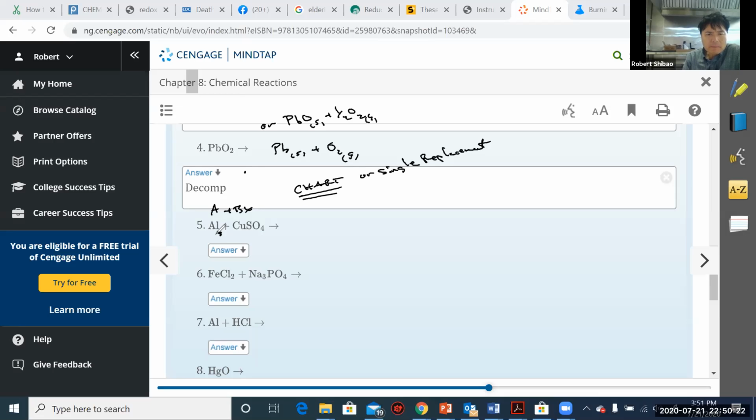So aluminum solid, and copper 2 sulfate is going to be an aqueous solution. Solid to solid reactions are very slow. Copper 2 sulfate pure is solid, but you'd have to grind them together using a mortar and pestle or something. Let me take that back. Not all solid to solid reactions are slow. So be careful.